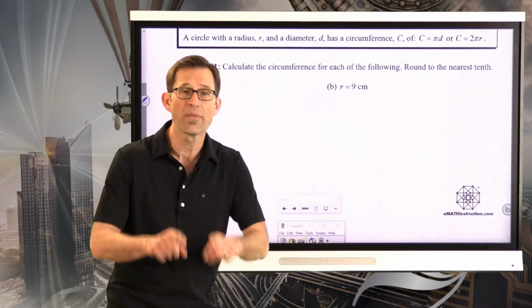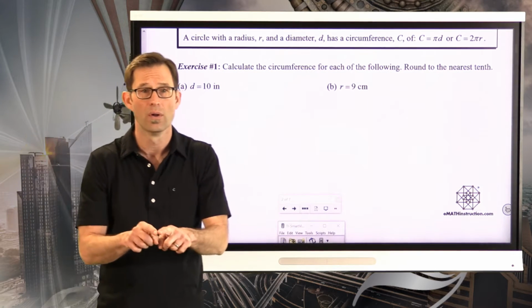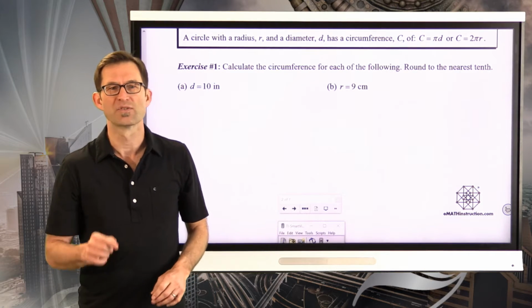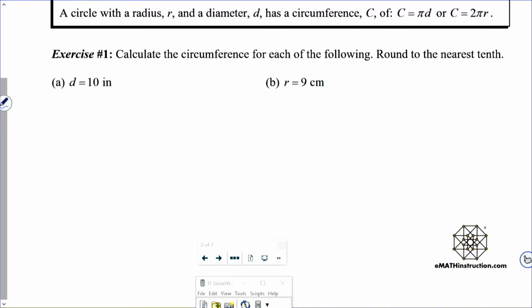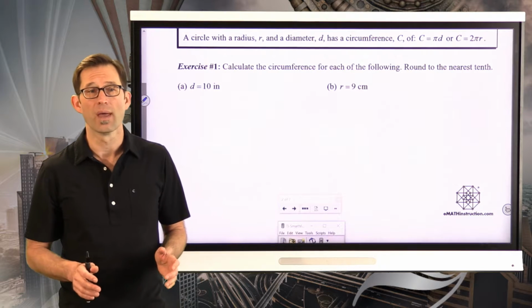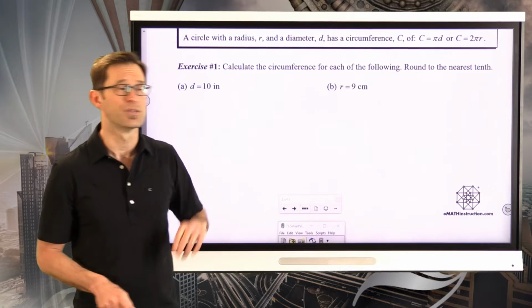Now remember, you're talking about the distance around a circle, right? The distance: feet, miles, inches, centimeters. Exercise number 1. Calculate the circumference for each of the following. Round to the nearest tenth. All right, so this is literally just plugging numbers into formulas, okay? The diameter is 10 inches.